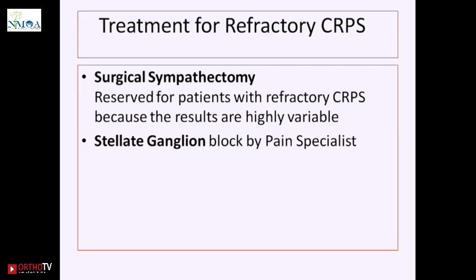Surgery, if there is any nerve compression, to decompress, and sympathectomy. Treatment for refractory CRPS is reserved for select patients because the results are highly variable. Surgical sympathectomy can be done. Stellate ganglion block by the pain specialist.